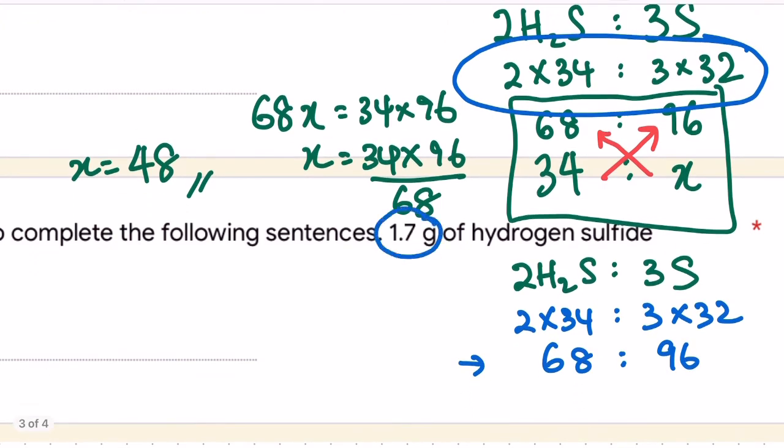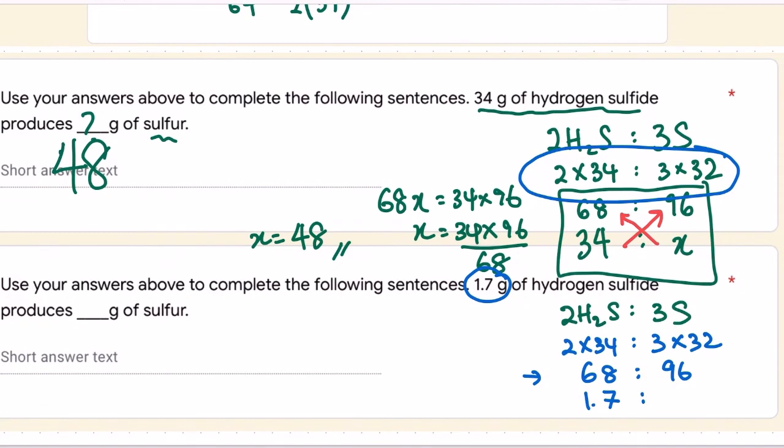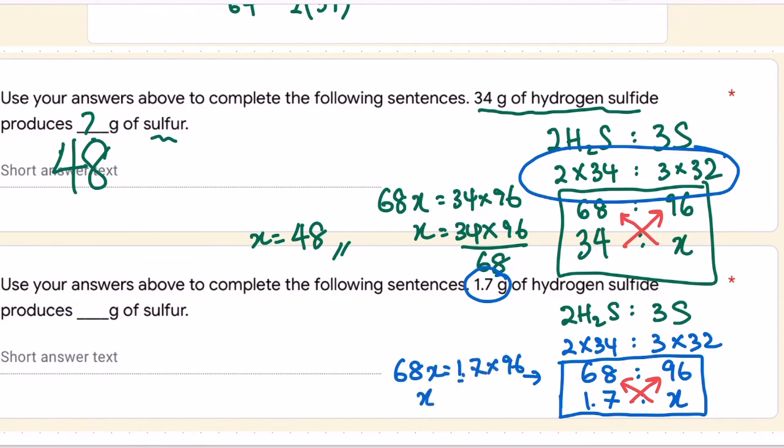So what is given there? 1.7 gram of hydrogen sulfide. So I'll put underneath the column of hydrogen sulfide 1.7. So if you have this value, how much of sulfur will be produced? So you put an X, then focus on this box, then you do your cross multiply. Use your calculator to calculate the value. And lastly, you will get X is equal to 2.4.